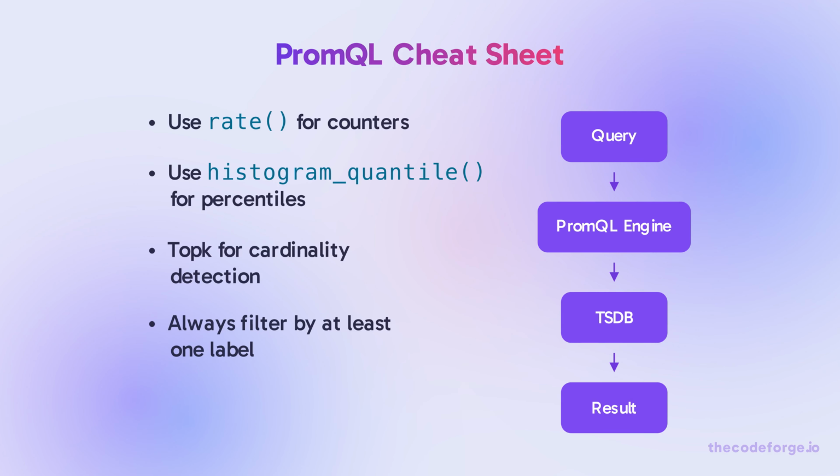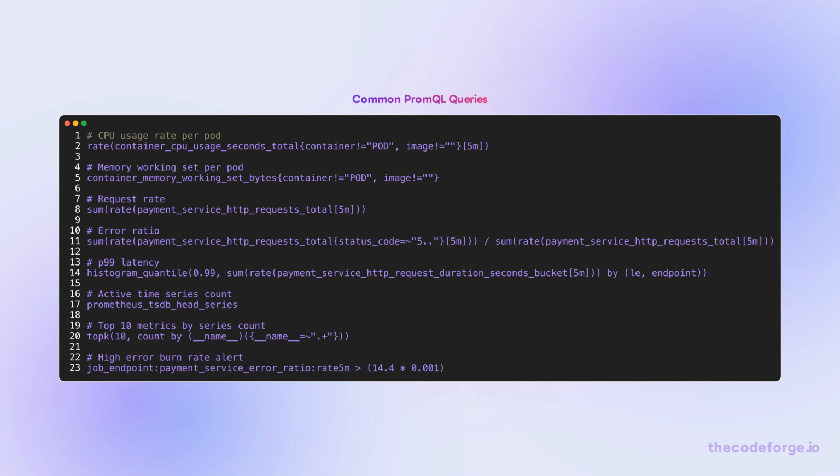Key patterns: rate for counters, gauge for raw values, histogram_quantile for latency percentiles, and topk to find high cardinality metrics. Here are essential PromQL queries for Kubernetes monitoring: infrastructure metrics, application metrics, self-monitoring, and cardinality detection. Use recording rules for queries you run frequently.